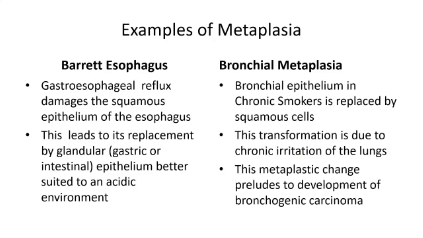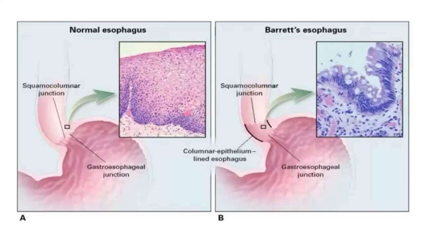Slowly they change their morphology. This leads to replacement by glandular epithelium. So the squamous epithelium that is inherent to the esophagus is shifted to a glandular epithelium that is suited to the acidic environment. Then we have bronchial metaplasia. Bronchial epithelium, which is usually a squamous cell epithelium, in chronic smokers and chronic irritation will undergo transformation, and it will develop into a bronchogenic carcinoma.